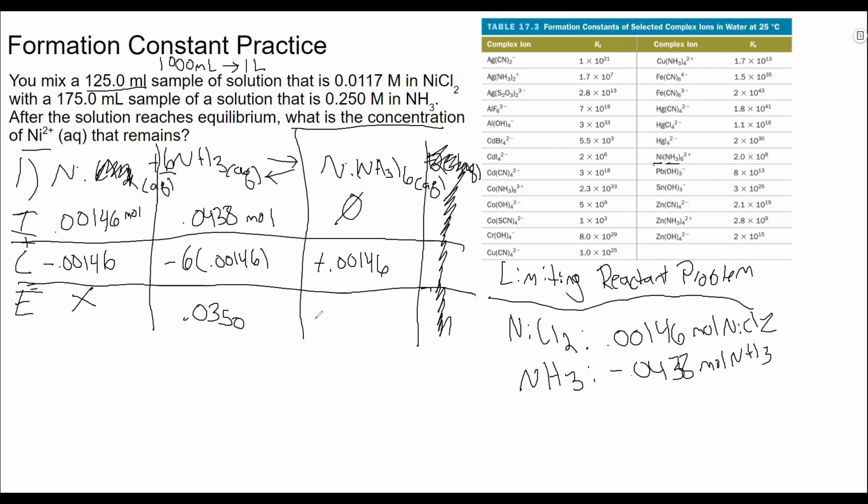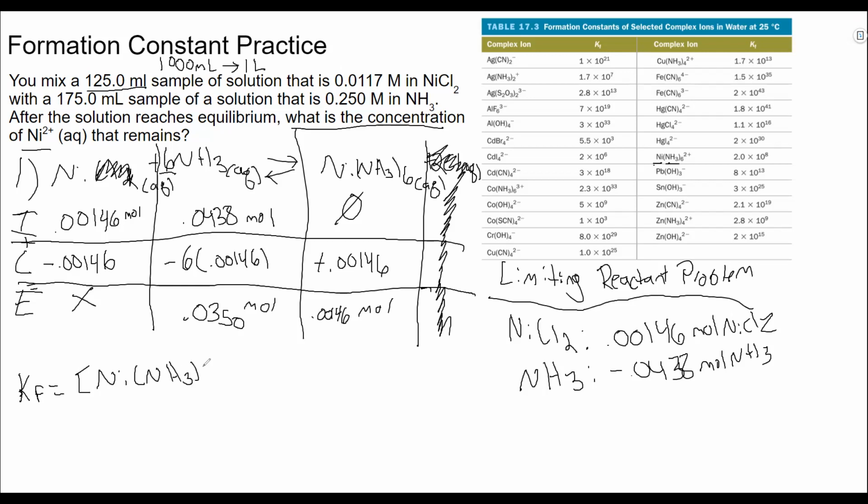And for Ni(NH3)6 2+ it is 0.00146. So these are moles. Remember, we're working in moles right now. And now we have to go and write our Kf equation. So Kf equals products over reactants.